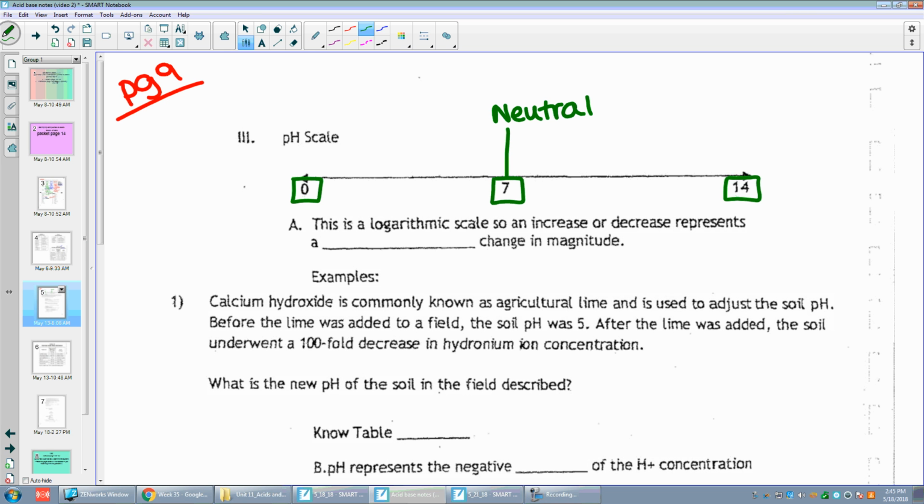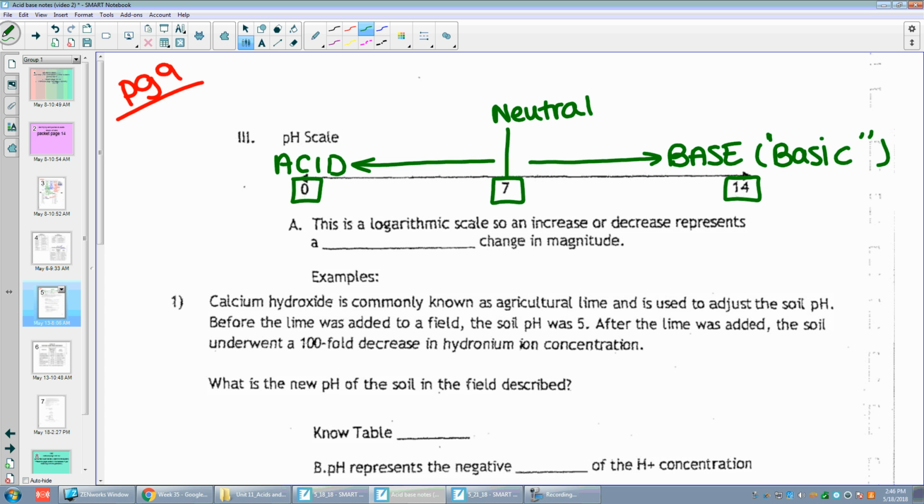If I am above 7, 7 and above, I am a base, or I'm basic. If I'm below 7, I'm an acid, or I'm acidic. So below 7, I'm an acid. Above 7, I'm a base. And 7, I'm neutral.